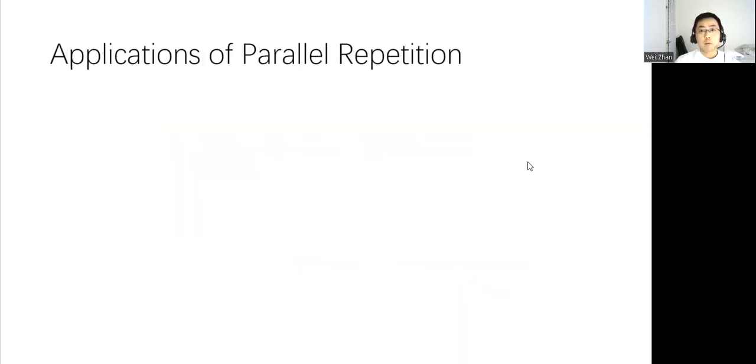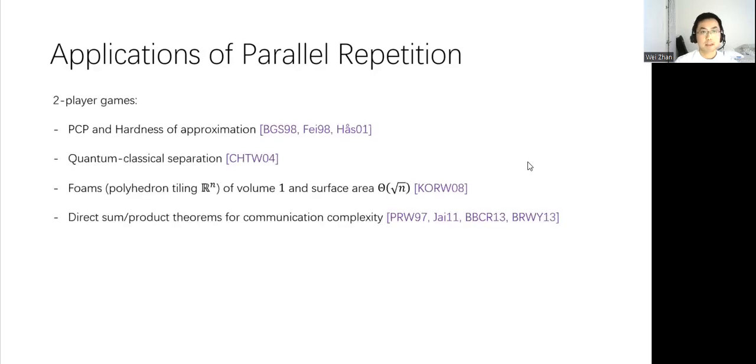But before we show our results on how we improve this state of the art, let's first take a quick look at the applications of parallel repetition. For two-player games, the parallel repetition conjecture, now a theorem, was famously used for gap amplification in PCP theorems and the hardness of approximation. It was also used to amplify the quantum-classical separation as we have in the CHSH game. The parallel repetition for a specific game called the odd-cycle game has a surprising application for a geometric object called foams.